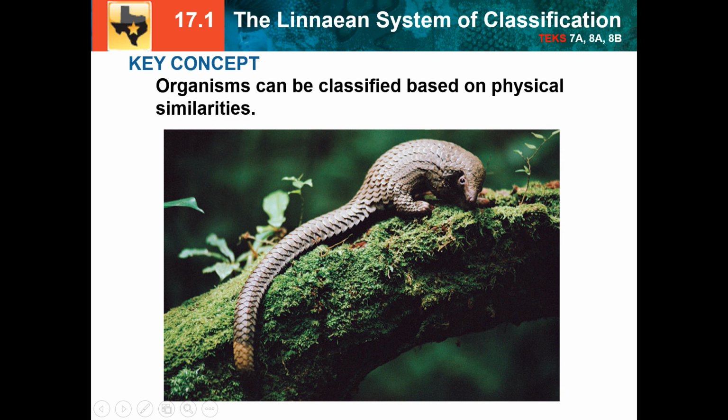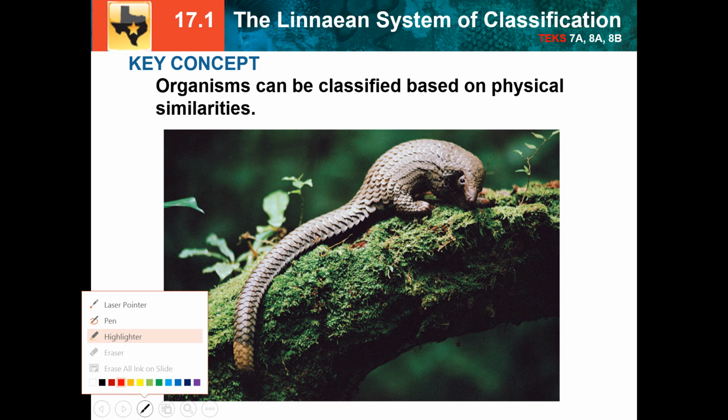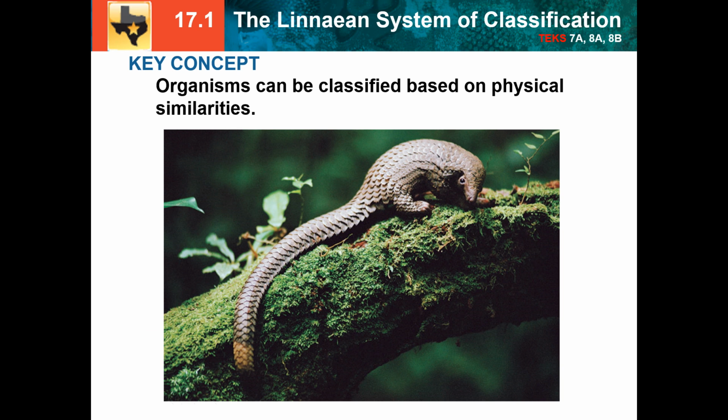All right, this is chapter 17, section 1, and it's on the Linnaean system of classification. The key concept here is that organisms can be classified based upon physical similarities.